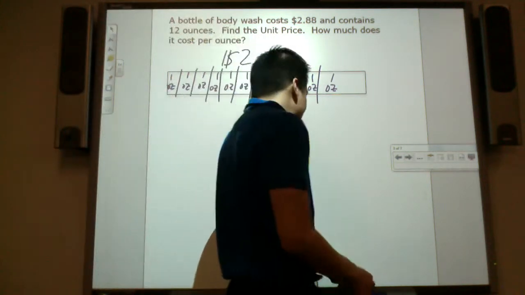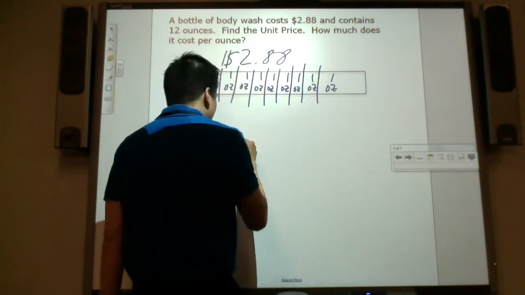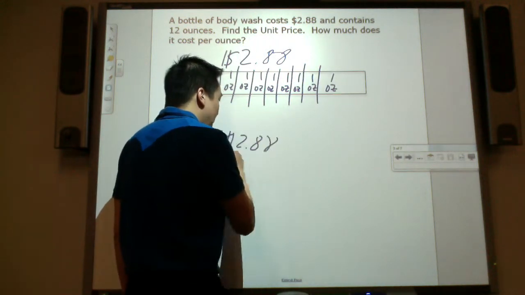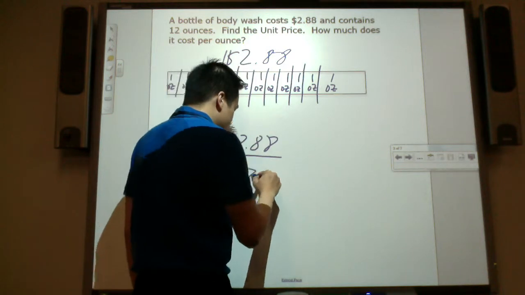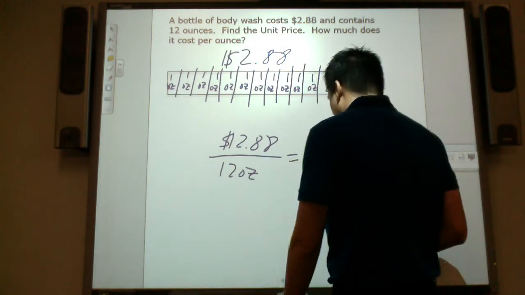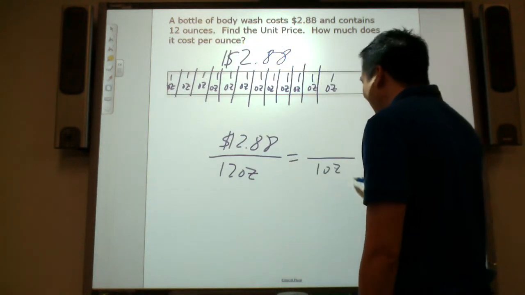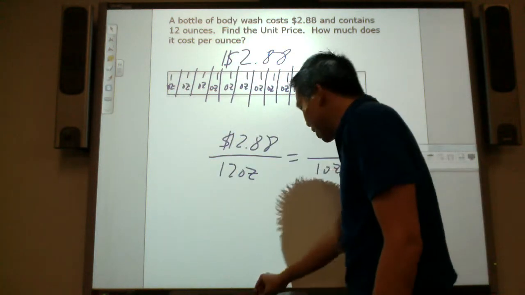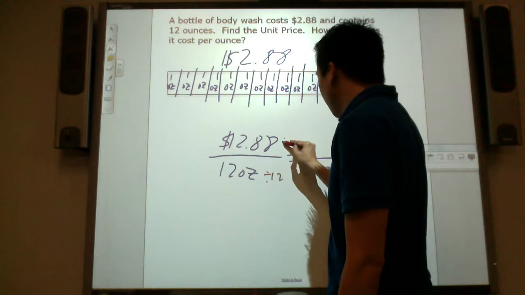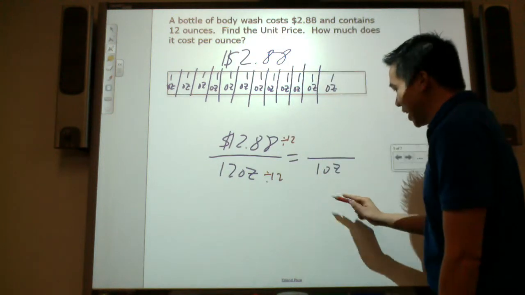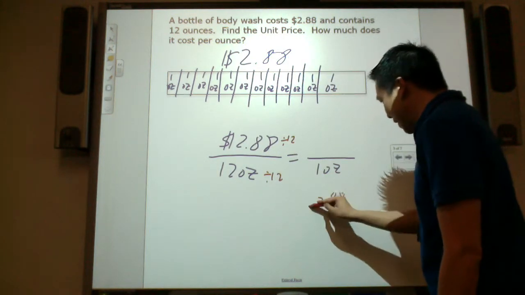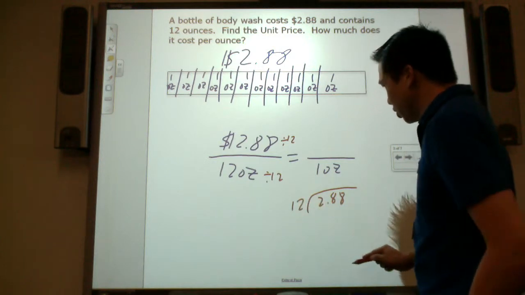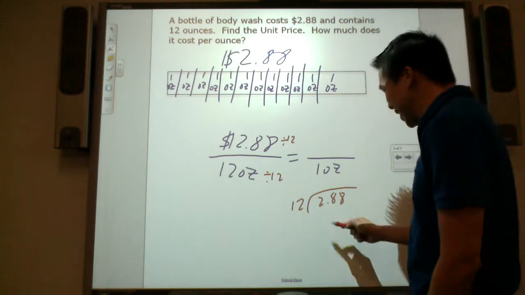So it's $2.88. And I remember unit price defined as cost per unit. So how much will 1 ounce cost? Dividing it into 12 groups. So what's $2.88 divided into 12 groups? Or 12 ounces. So each ounce.